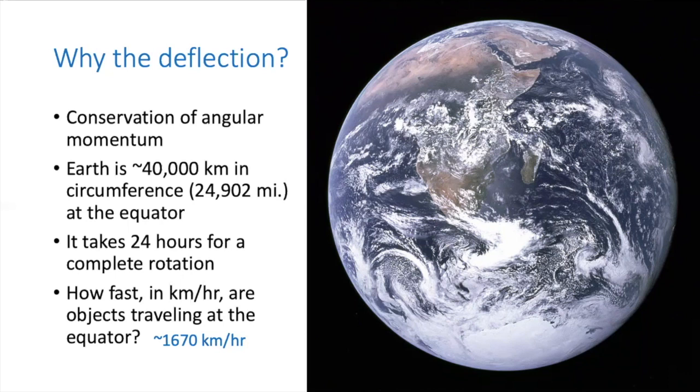Now, at the poles, at 90 degrees north latitude or 90 degrees south latitude, this is Antarctica down here, so 90 degrees south latitude, an object on the surface there would be basically standing still, rotating, but standing still. So in addition to this heat engine that we talked about, there's also a major difference in the speed of objects at the surface of the Earth.